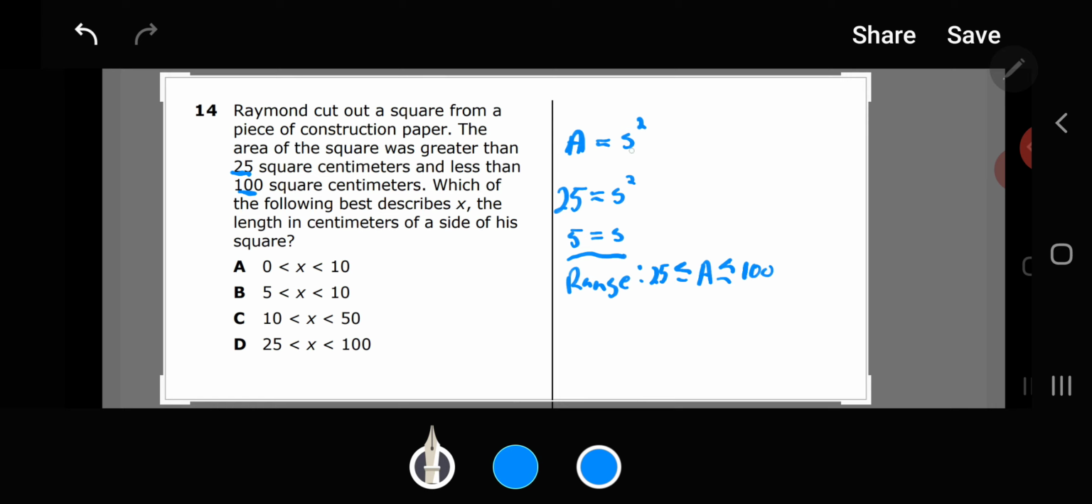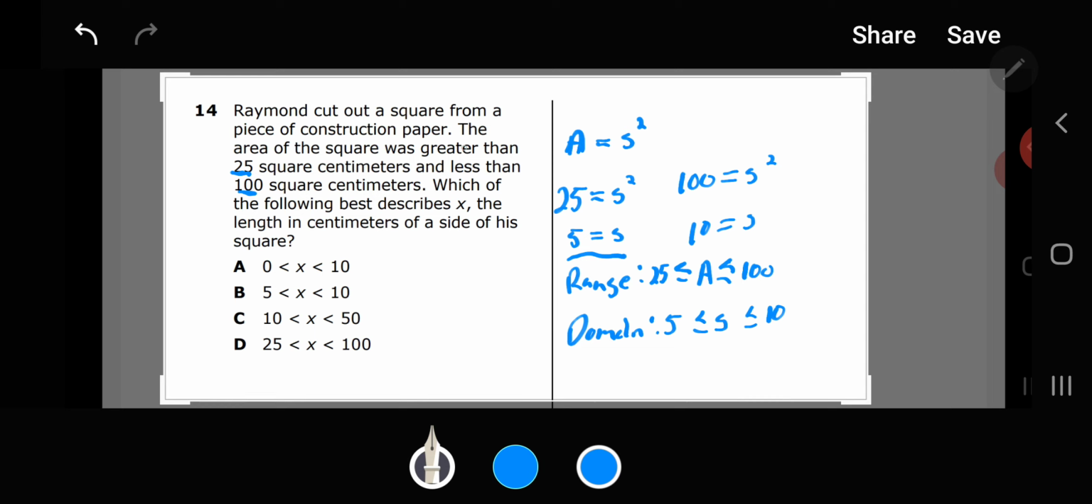And once again, side is our dependent, because depending on the side is how big our area is. Well, let's find the biggest. Well, 100 equals S squared. So once again, what's the number times itself to get you 100? Well, if you said 10, you'd be correct. So our domain is clearly between 5 and 10, and we can be 5 or 10. Or our side, in this case, our side is between 5 and 10.